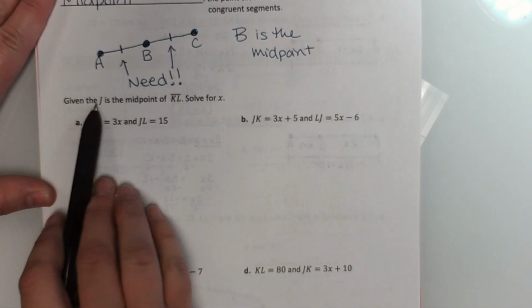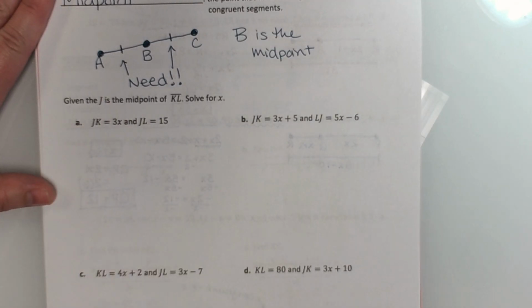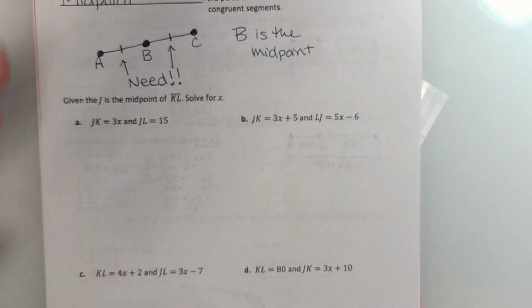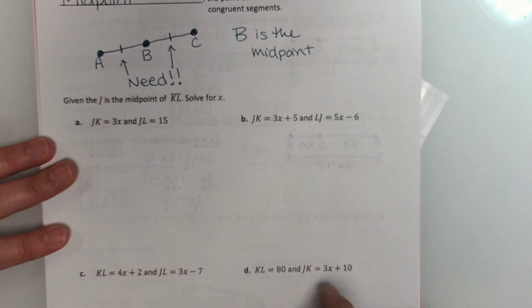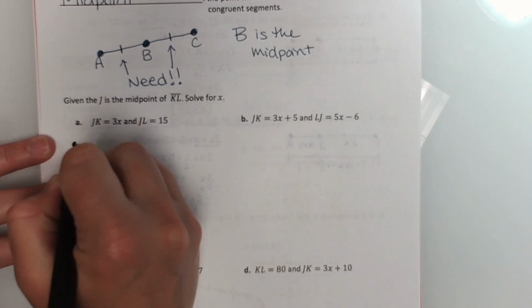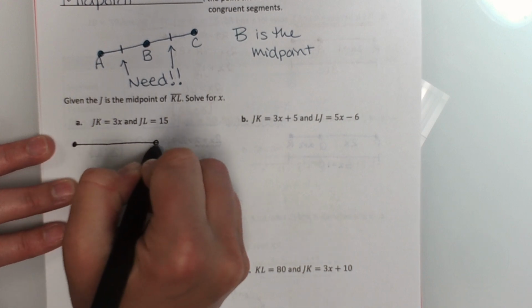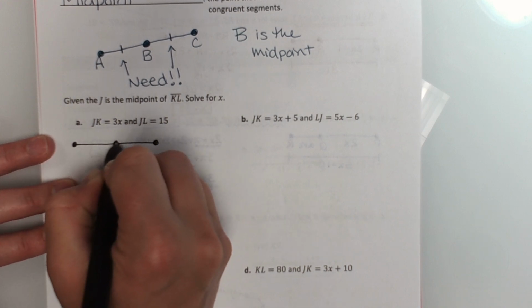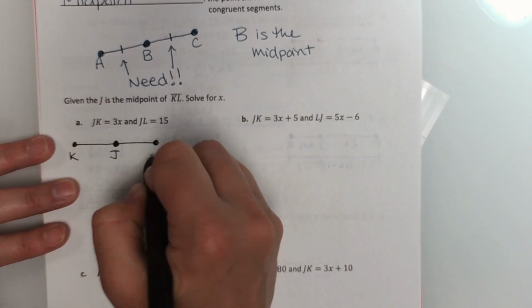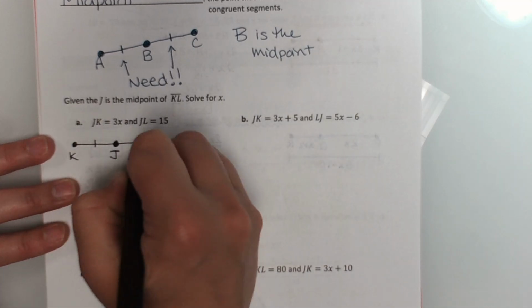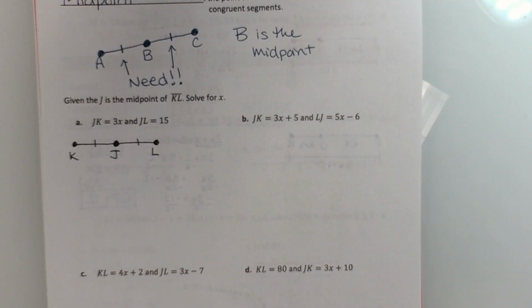So, given that J is the midpoint of the segment KL, we are going to solve for X. This same set of instructions is true for all of these, which means every single one of these is going to have a picture that looks something like this, where J is in the middle of K and L, and we have our tick marks. Once we have our picture, we label things appropriately.